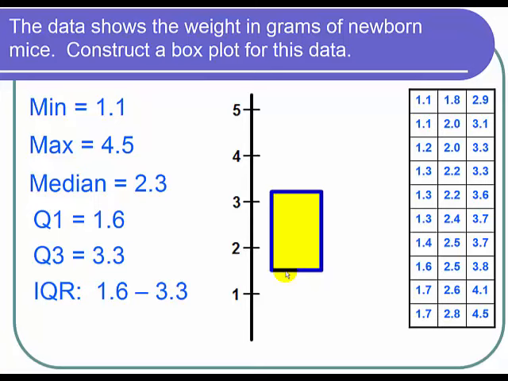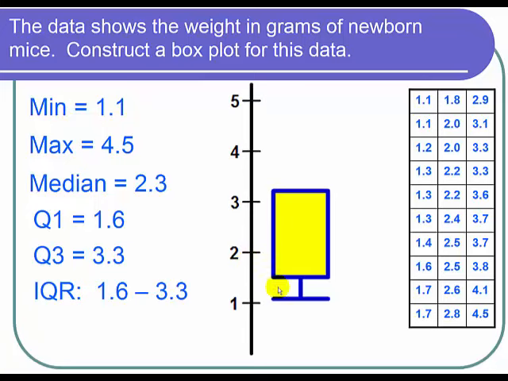So now draw the lower whisker. The lower whisker is at the minimum, which is 1.1. So I draw a little horizontal line of the same width as the box at 1.1. And then connect it with a little vertical line segment.